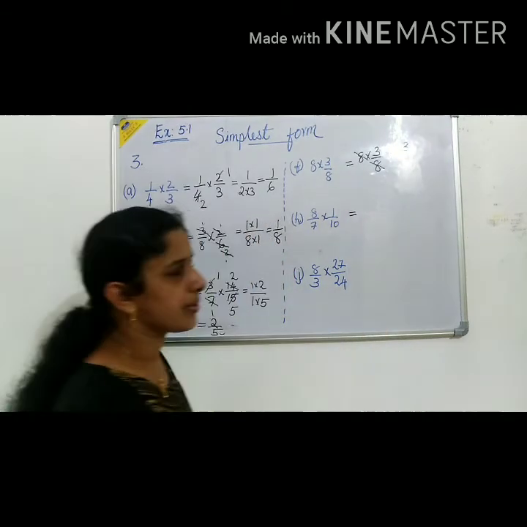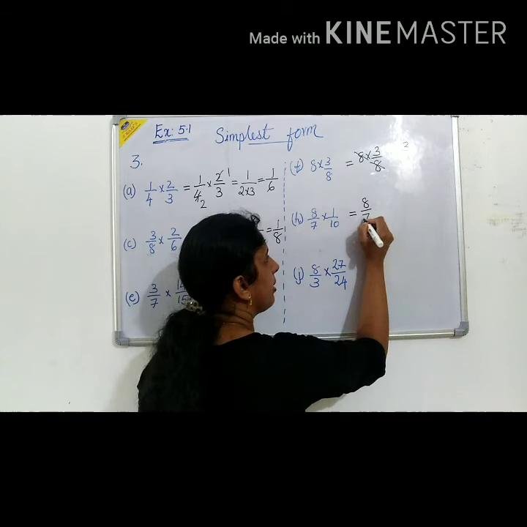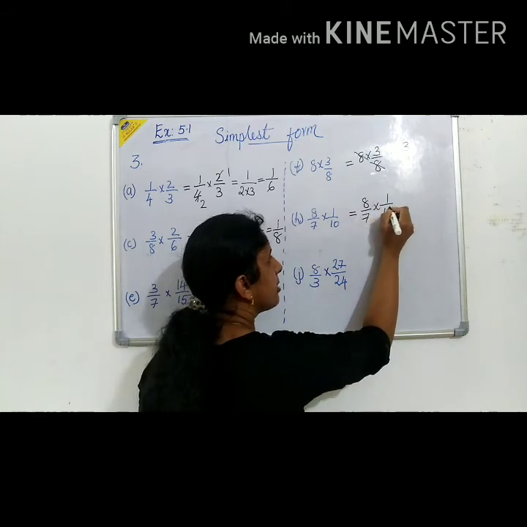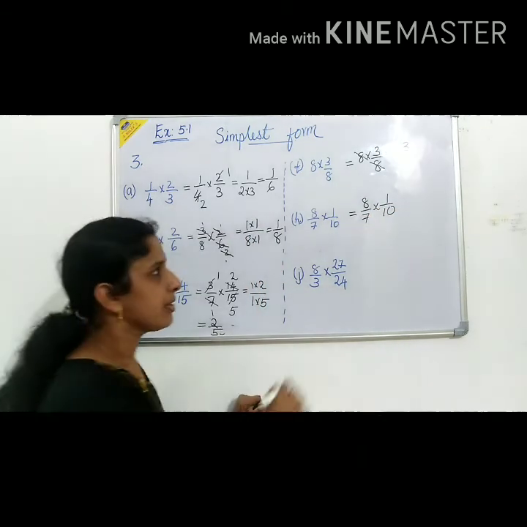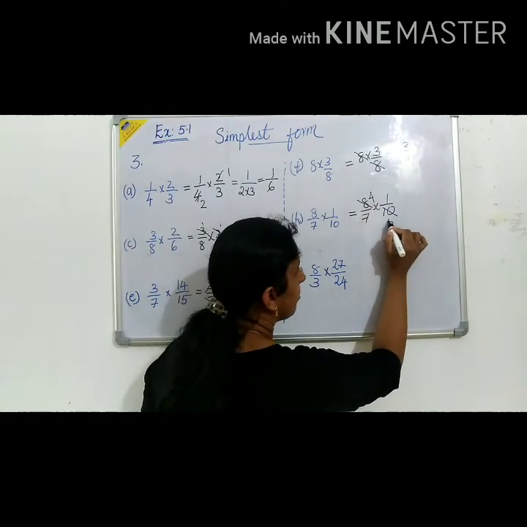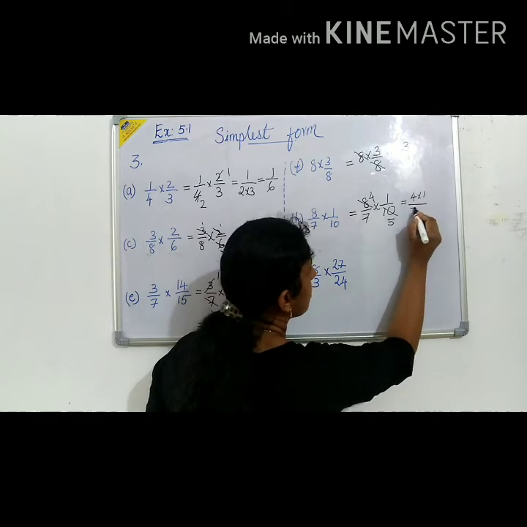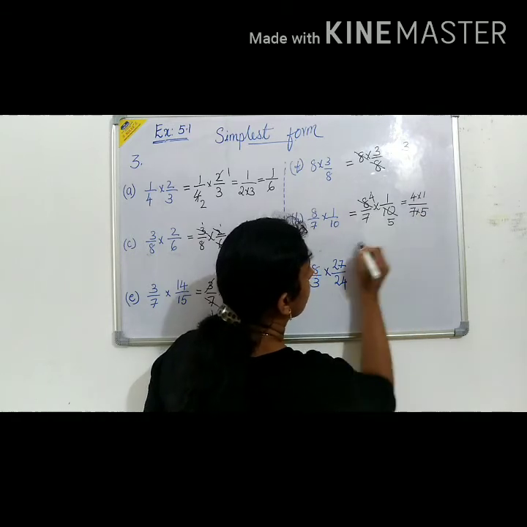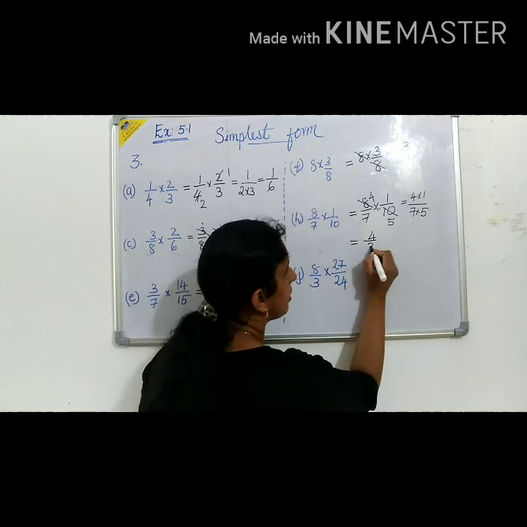Now here in this question 8 by 7 into 1 by 10. Here 8 and 10 both are divisible by 2. So 8 by 2 become 4. 10 by 2 become 5. This is equal to 4 into 1 by 7 into 5. This is equal to 4 by 7 5s are 35.